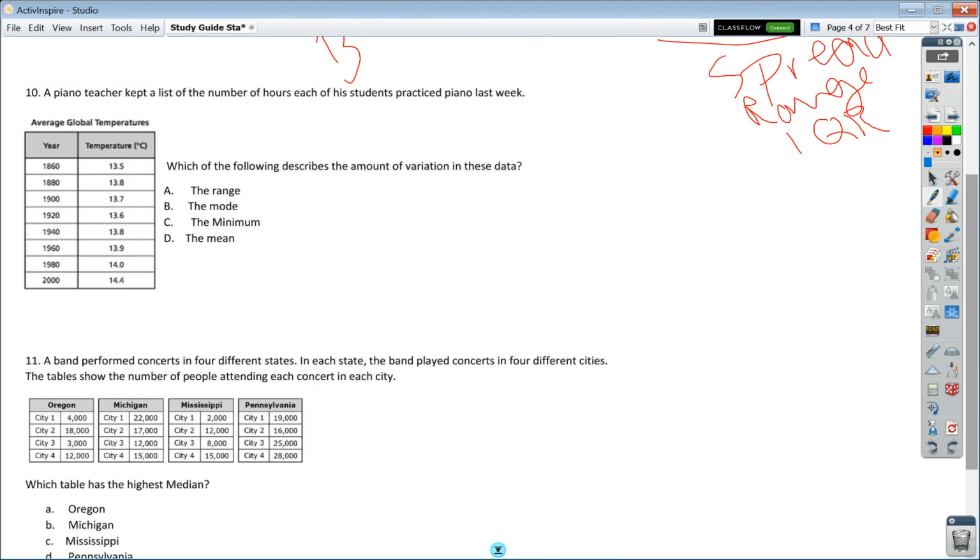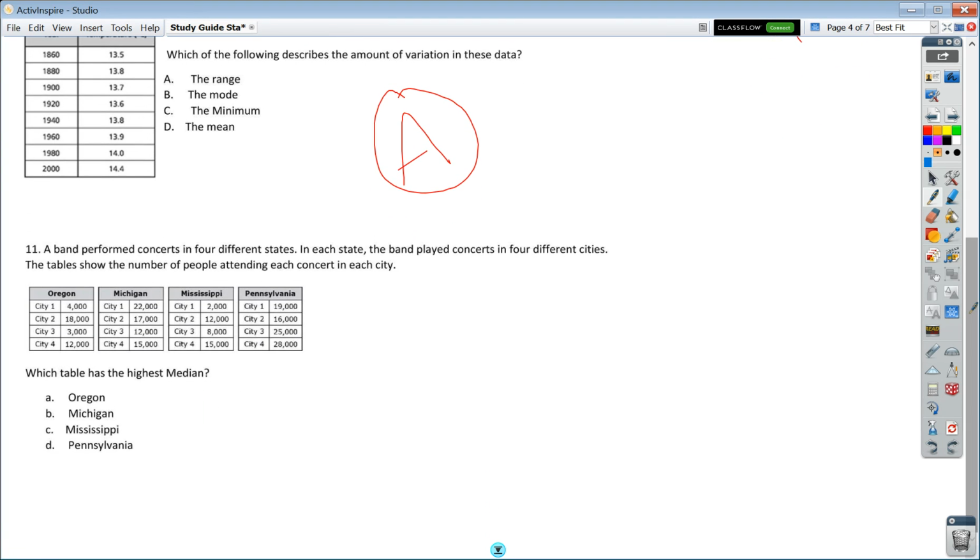Number 10. A piano teacher kept a list of the number of hours each of his students practiced piano last week. Which of the following describes the amount of variation in this data? So variation, we already set it up here. The mode is not variation. The minimum is not variation. The mean is not variation. So that's range. It's variation. It's spread out. So the answer is A.